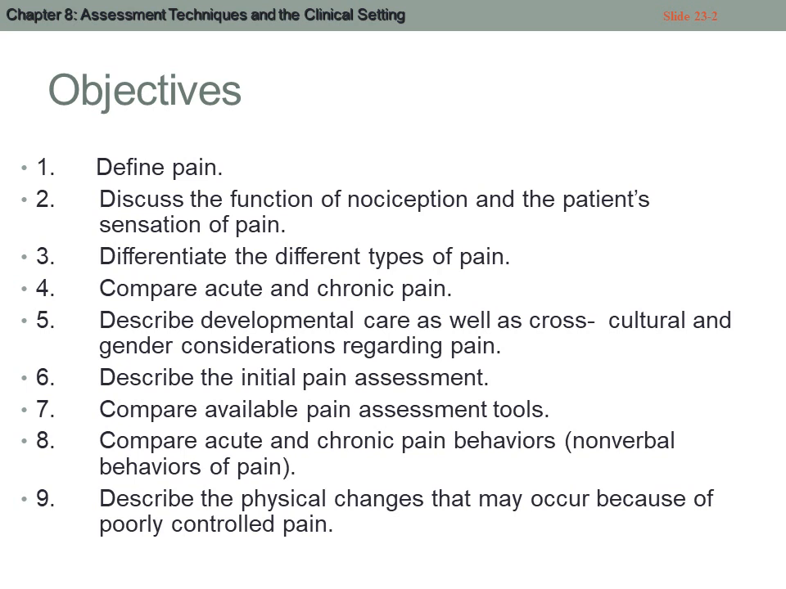We're going to look at what pain is, the function of nociception, and the patient's sensation of pain. We're going to differentiate different types of pain, look at acute versus chronic pain, describe the initial pain assessment that we would complete on a patient, and then compare pain assessment tools, and then look at the physical changes that occur because of poorly controlled pain in patients.